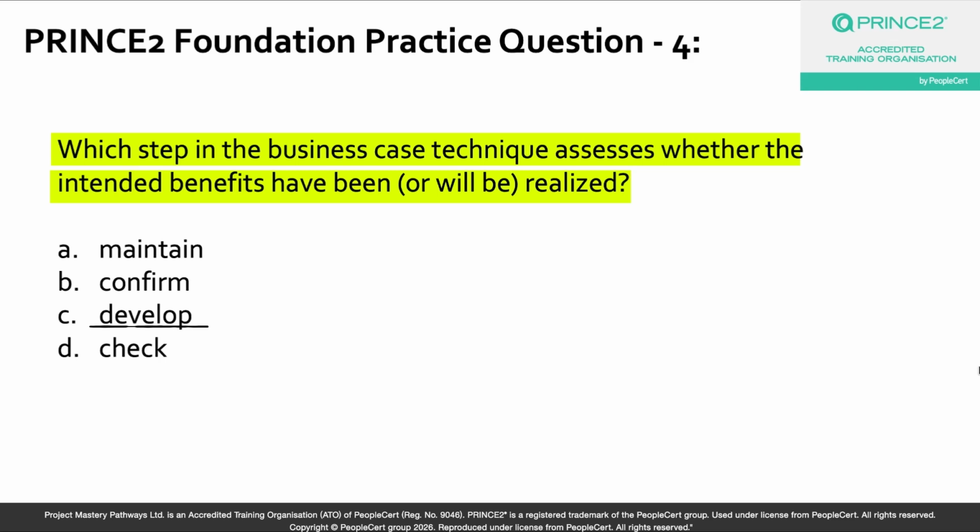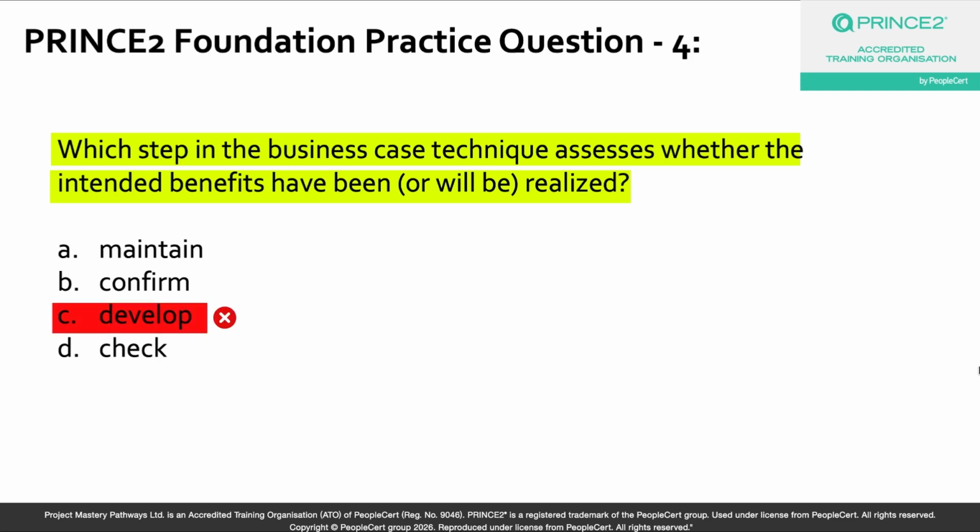So if you see, the develop step is about creation, okay? It's not about assessment. You are building the justification at this point and you are not yet asking whether the benefits have been realized, because the project has barely started, right? And hence option C is incorrect.